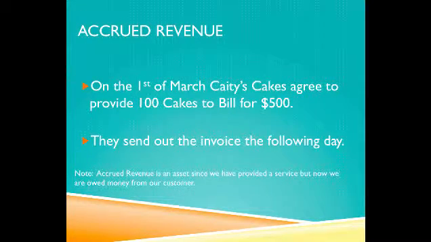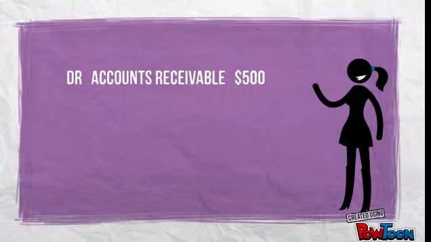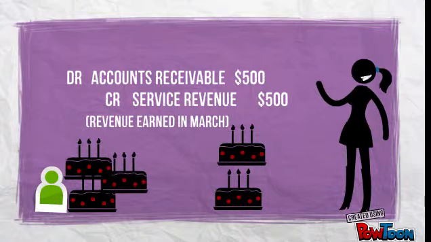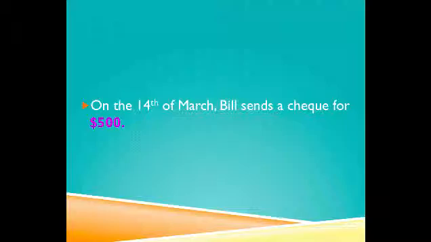Next is accrued revenue, which is when cash is received after revenue is earned. On the 1st of March, Katie's Cupcakes agree to provide 100 cakes to Bill for $500. They send out the invoice the following day. Note that accrued revenue is an asset since we have provided a service but now we are owed money from our customer. Therefore, we will debit accounts receivable $500 and credit service revenue $500 in order to account for the revenue that was earned in March.